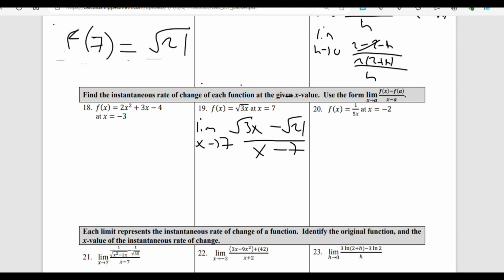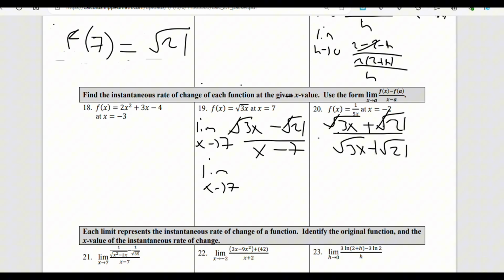Alright, again, we have a square root problem, so we want to conjugate square root of 3x. And since there was a minus, now we do plus square root of 21. Do the same thing to the denominator. Square roots cancel out. We're now with 3x minus 21 over x minus 7, and then square root of 3x plus square root of 21.